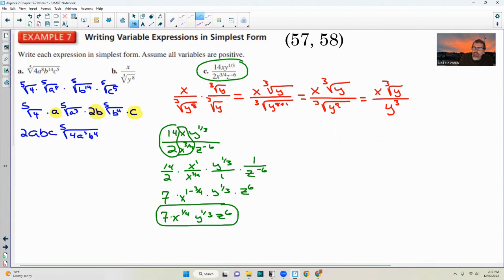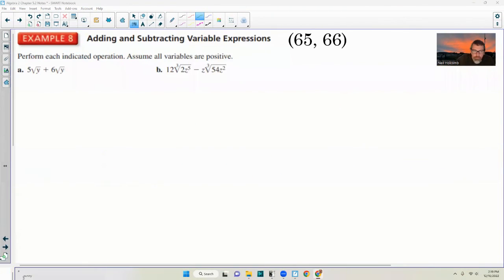Now you should be able to do problems 57 and 58. Okay, this is a long video, long chapter section. Example 8. Perform each indicated operation. Assume all variables are positive.